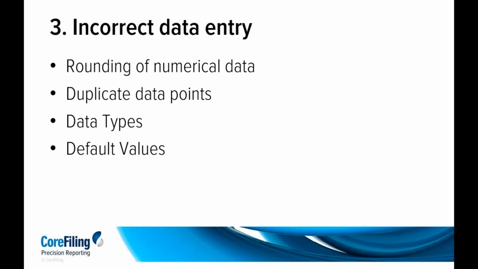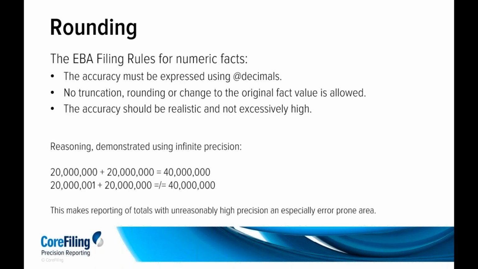So moving on to incorrect data entry. This really is where you filled in all the cells that you think you need, but for some reason the rule is still failing, and this could be a problem with incorrect data entry. There are a few points here that we'll cover, and we'll give examples of each of these: rounding of numerical data, duplicate data points, data types, and default values. So starting with rounding.